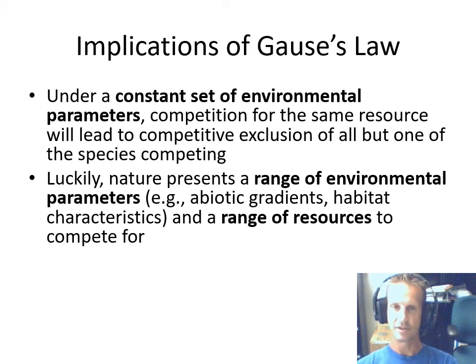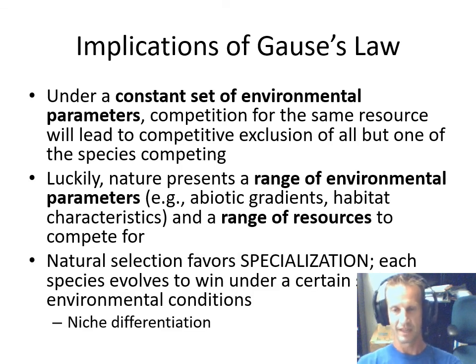The thing is that nature is not a constant, unchanging environment. Nature presents a range of environmental parameters. We've talked about that previously, how there are abiotic gradients, ranges of conditions of temperature, salinity, light levels, habitat characteristics like substrate, and a range of resources to compete for. So there are different opportunities for organisms to specialize in being the competitively dominant species in their particular niche of the environment.